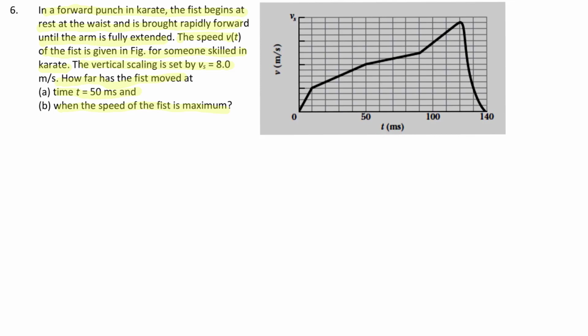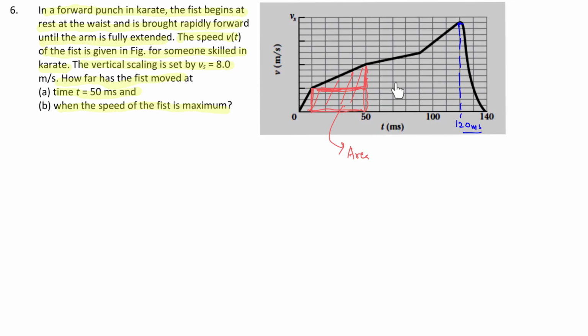So in both parts we have to find distance traveled. As the graph is a v-t graph, by finding the area we can find it. In part A we'll find this area up to 50 millisecond, and for part B, this is your maximum speed. This maximum speed is at, this is 100, 110, 120, so this time is 120 millisecond.